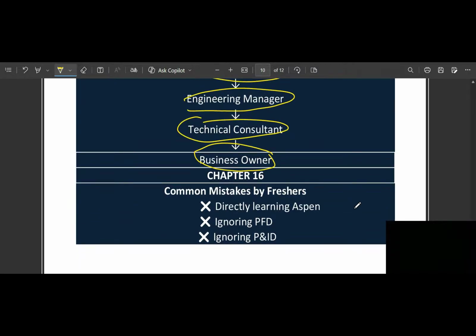Okay, most important topic: the most common mistakes by freshers.